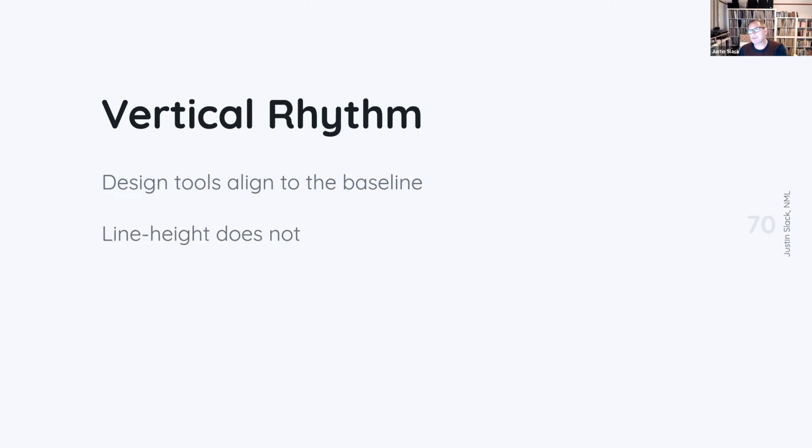Line height does not do that. Okay, line height does not do that. Line height, the CSS property, actually applies space above and below the type. And we're about to see all of these things in action.